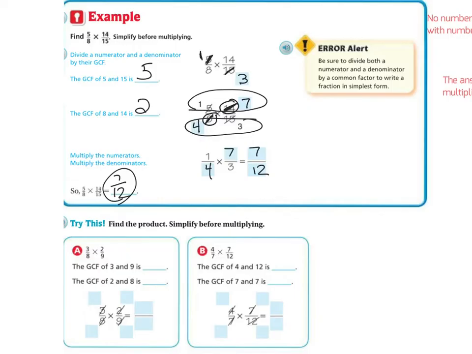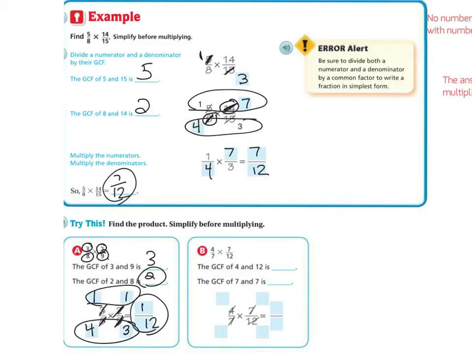So the greatest common factor of 3 and 9, because I have to look directly across, is going to be 3. And the greatest common factor of 8 and 2 is going to be 2. So if 3 and 9, how many times does 3 go into 3? It goes in 1 time. How many times does 3 go into 9? It goes 3 times. Now I'm on the 2. 2 goes into 2 1 time, and 2 goes into 8 4 times. So now I have 1 times 1, which is 1, and 4 times 3, which is 12. So my answer is 1/12.